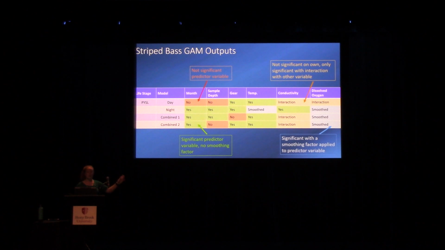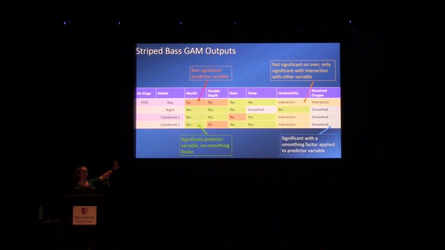This is not the complete list of predictor variables that were included in my model. Variables including year and river region were also included, but the variables that were significant in every model run were left out of this table just for simplicity because there's a lot going on here.